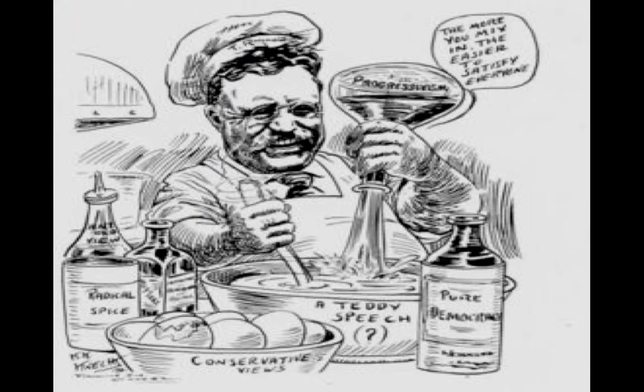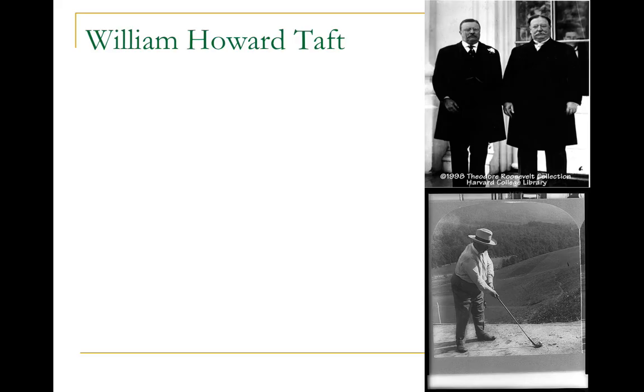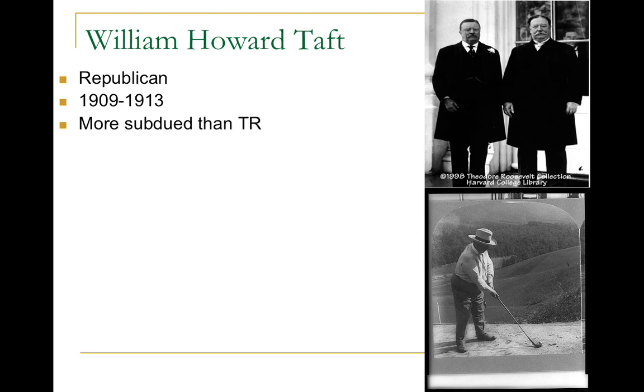He chooses to leave office after his 2 terms and push forward his friend, William Howard Taft. William Howard Taft wins the election of 1908. He's a Republican who serves 1 term. He's much more subdued than TR, not as cocky or boisterous. TR picks him because he trusted Taft to continue his progressivism. In many ways, Taft did.